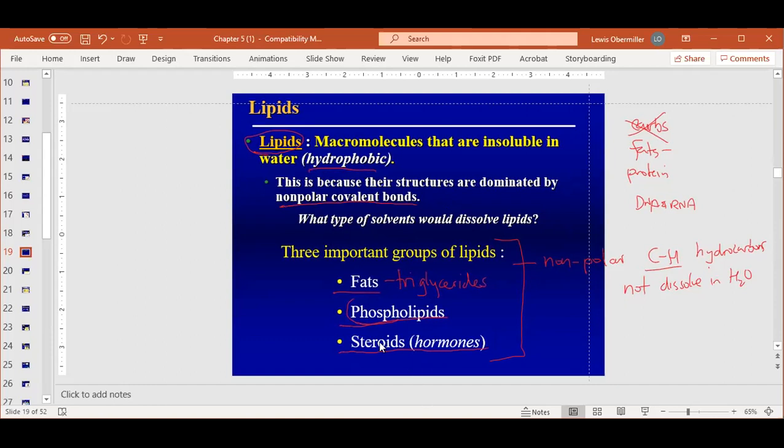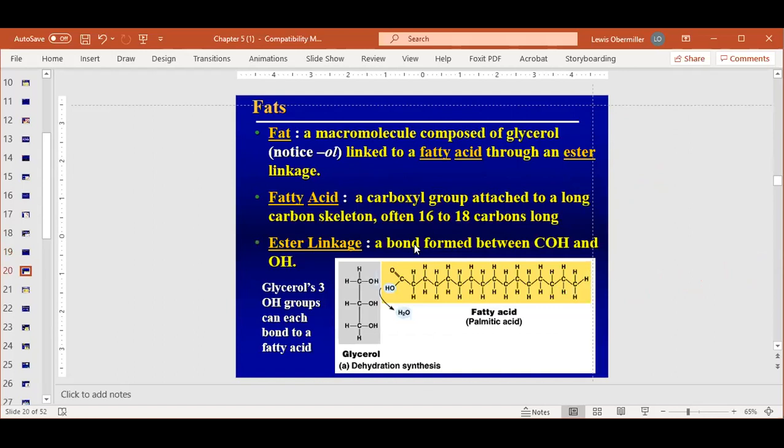Okay, so let's take these each individually. We're going to start with the triglycerides or the fats. This is what you did in the chemistry lab. So a fat is a macromolecule composed of glycerol, call this the head, and they're linked to fatty acids, usually 3 fatty acids. We call those tails. So fatty acids are long chains of carbons and hydrogens, right?